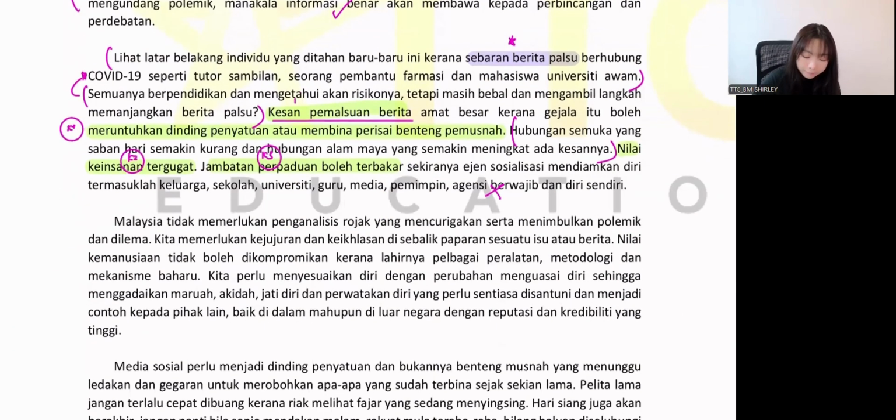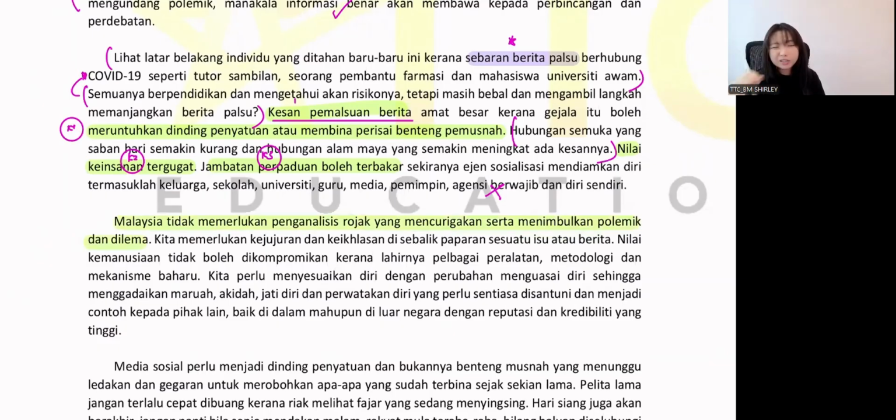And then, Malaysia tidak memerlukan penganalisis rojak yang mencurigakan serta menimbulkan polemik yang dilema. Actually, this is another point because this is actually the step. Because right now, this one is telling you that Malaysia, we do not need all these people that will create polemic and also very suspicious one. So all of this is actually the langkah. Langkah buat apa? Menghentikan sebaran berita.